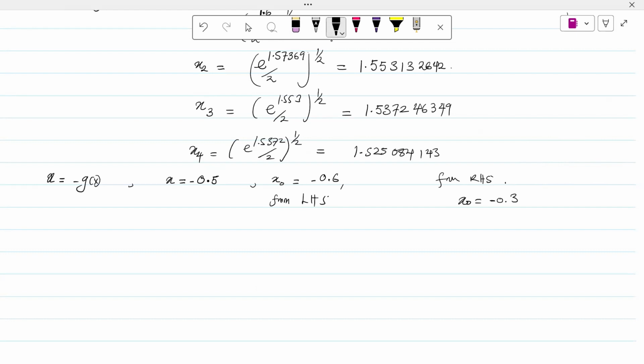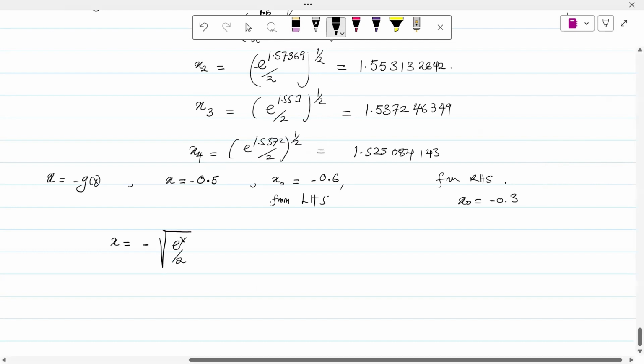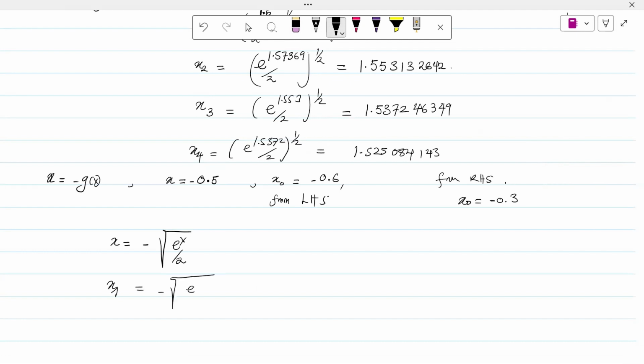So let's start the iteration. It means that we're going to get the negative part of it, so we're going to use the negative root now. So e to the power x over 2. Our x1 will be equal to the negative root of e to the power... we've started with what? Negative 0.6, over 2. So what is that? e to the power negative 0.6 over 2, the square root.